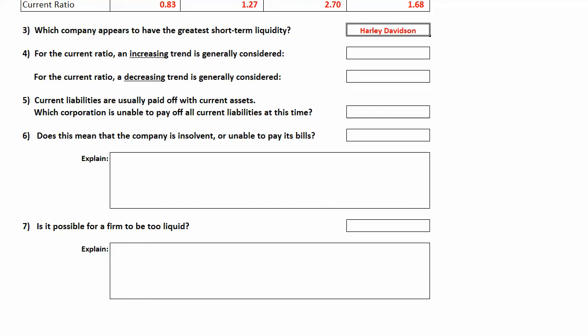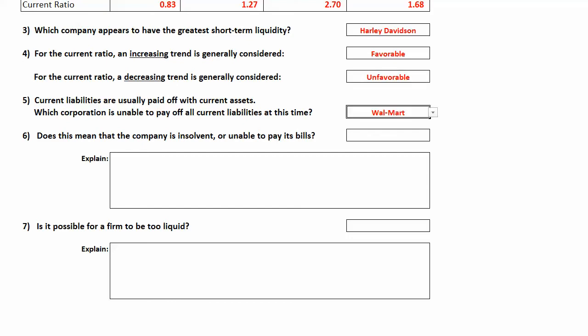Generally, an increasing trend in our current ratio is considered favorable, or it shows higher levels of liquidity. And all else being the same, a decreasing trend is generally considered unfavorable. If our current liabilities are usually paid off with our current assets, which corporation would be unable to pay off its current liabilities at this point in time? And that would be Walmart.